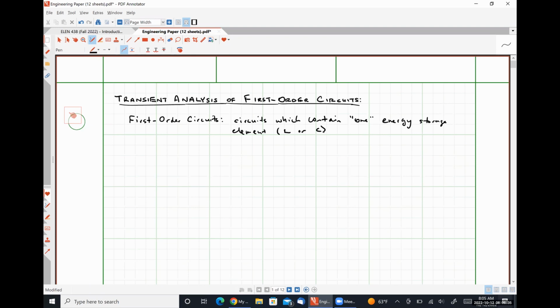So typically speaking, we call first order circuits RL circuits, meaning they have some single equivalent resistance and equivalent inductance, or RC circuits where they have some single equivalent resistance and some single equivalent capacitance, okay? So that's what we're gonna be dealing with in this class. So now let's talk about this concept of transient analysis. So to introduce this concept, I'm going to draw a circuit and we're going to talk our way through analysis.